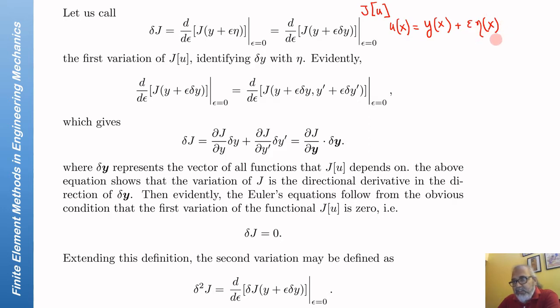So this function is arbitrary except for the fact that it's 0 at the two ends, and this ensures that any u(x) that we construct through this route, by perturbing over the actual function that minimizes this functional, will always be admissible. So now, since we know that u(x) is going to be equal to y(x) when epsilon equals 0, we can immediately write that d/d epsilon of J(u) at epsilon equal to 0 will be equal to 0.